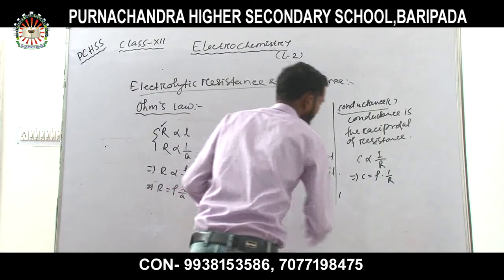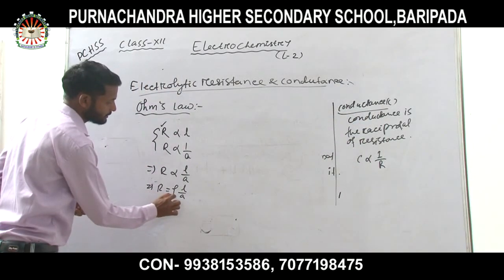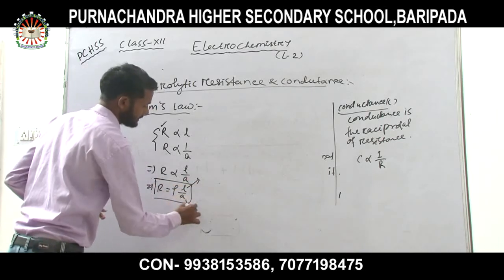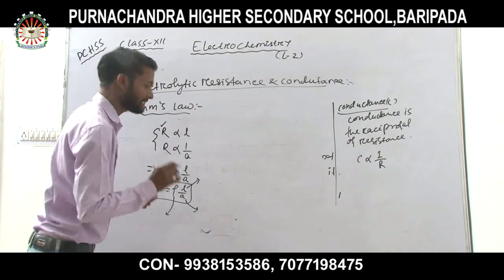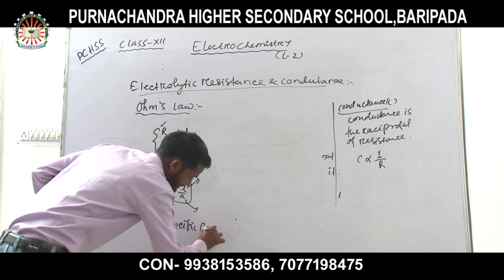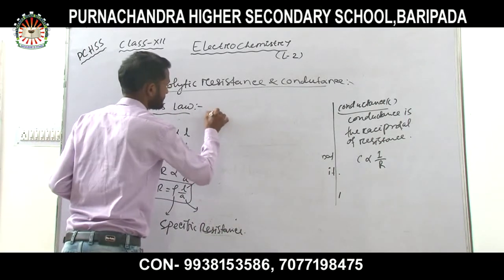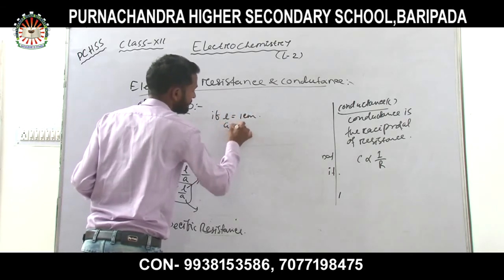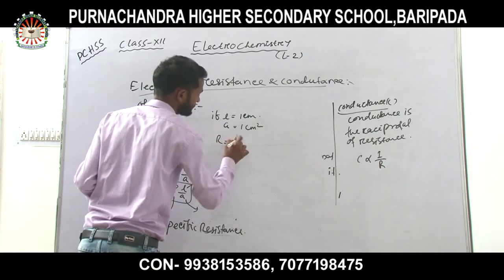So resistance is equal to rho L by A. Here R is the resistance, L is the length of the conductor, A is the area of cross section, and rho is known as the specific resistance. Again, if L is equal to 1 centimeter and A is equal to 1 centimeter square, then R is equal to rho.